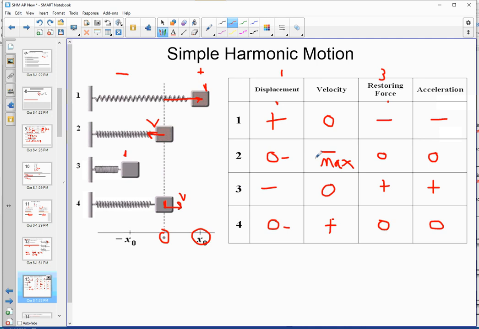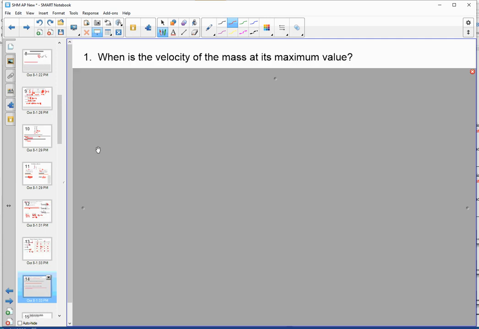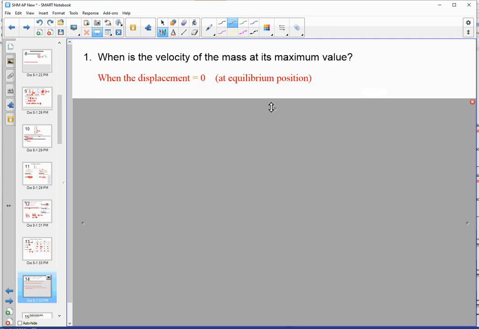So hopefully that chart helps the notion of a restoring force, displacement, and which way the particle is moving. 3 quick questions here, and then we'll call it a day from the note perspective. So when is the velocity of the mass at its maximum value? Well, we discussed that. When its displacement is 0, meaning when it's going through the equilibrium position.